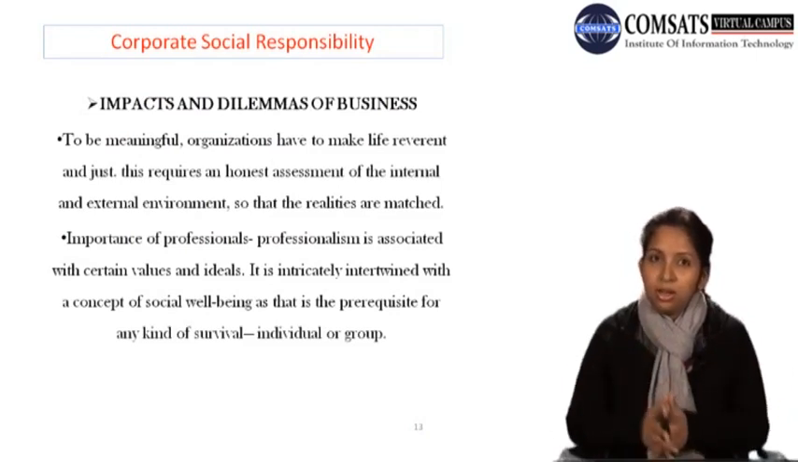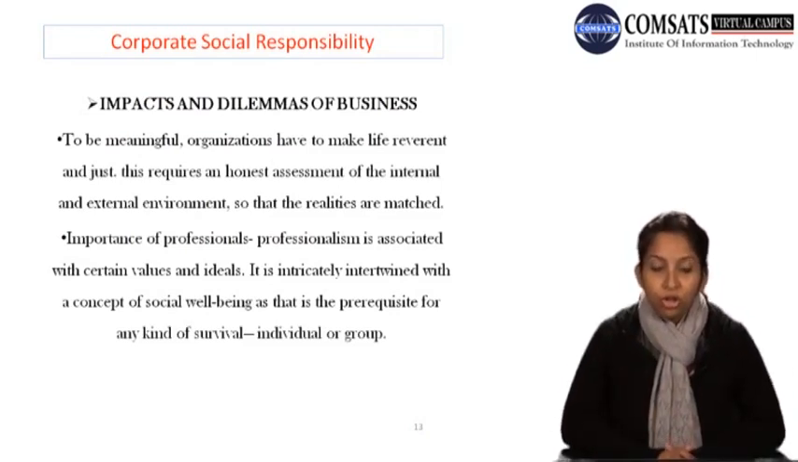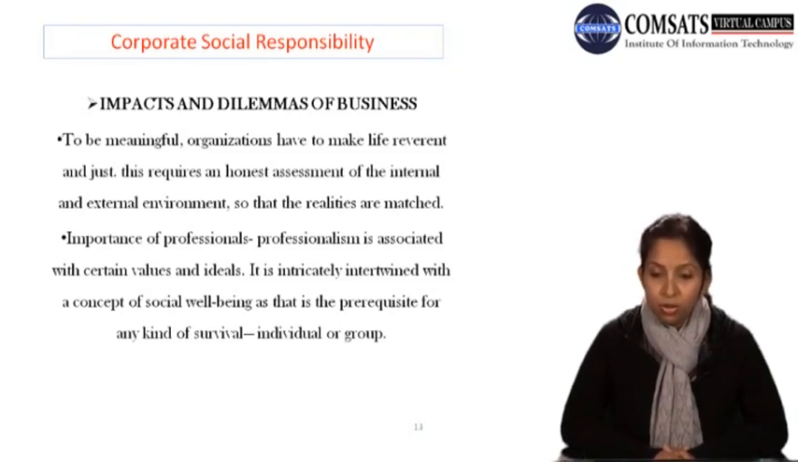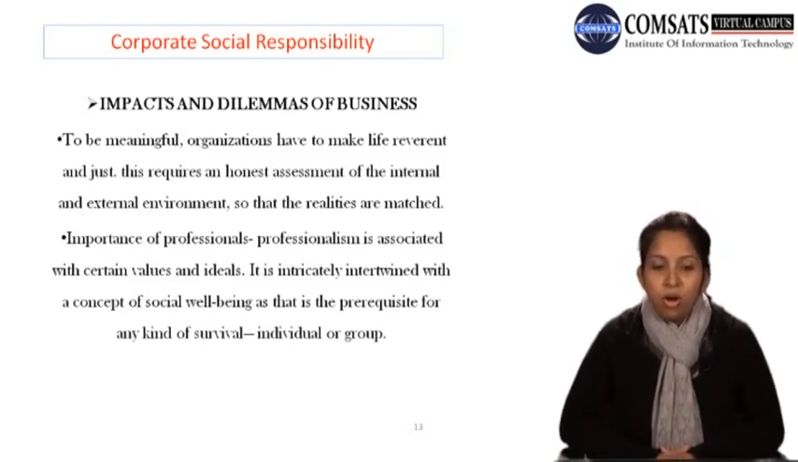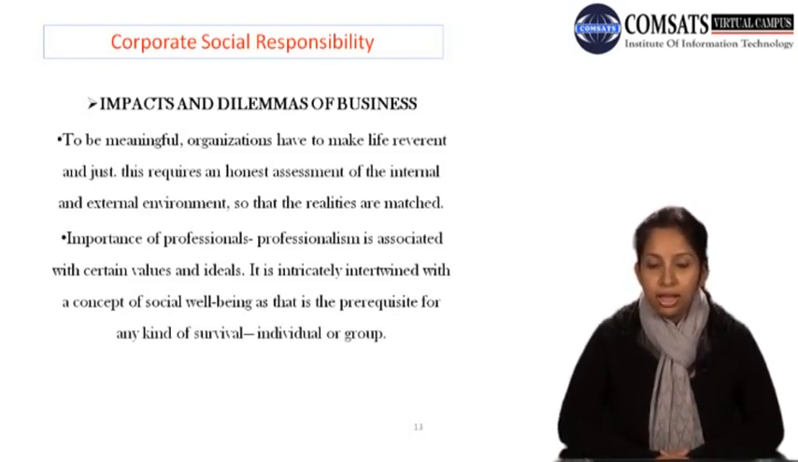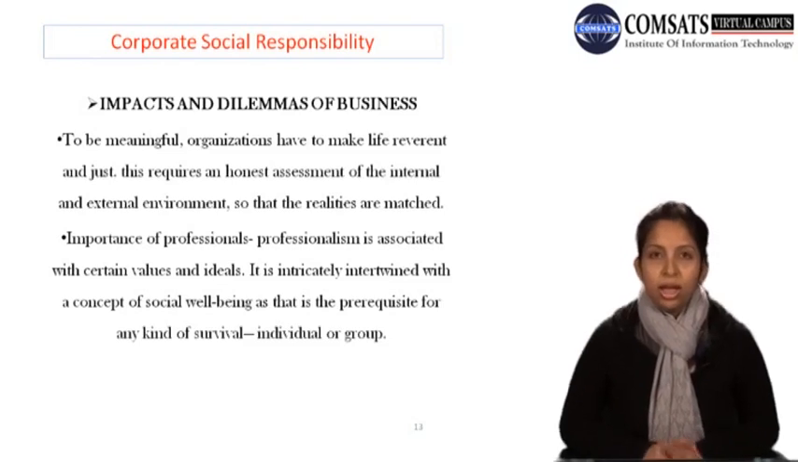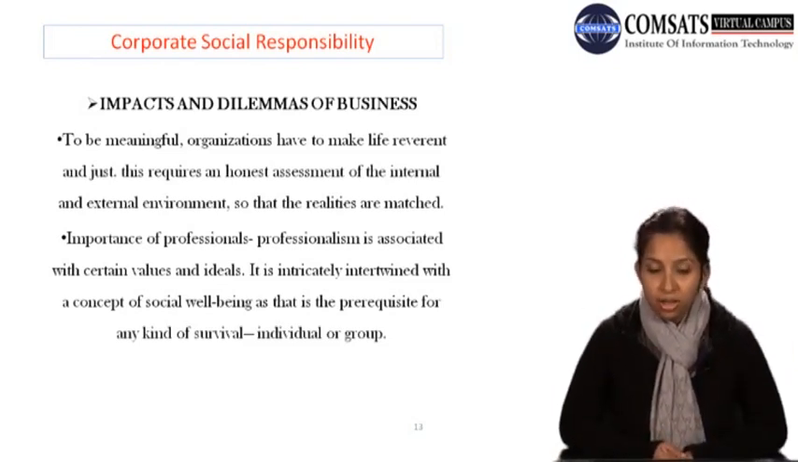Now the impact and dilemmas of business. I'm just summarizing what I've just done so far. To be meaningful, organizations have to make life reverent and just. This requires an honest assessment of the internal and external environment so that the realities can be matched. So this is what I've been trying to say to you, Arjun. I'm just summarizing my discussion now, that organizations ko meaningful rehne ke liye, it is important ke wo ye kaam kare which are just, wo aise kaam kare which are just and ethical.